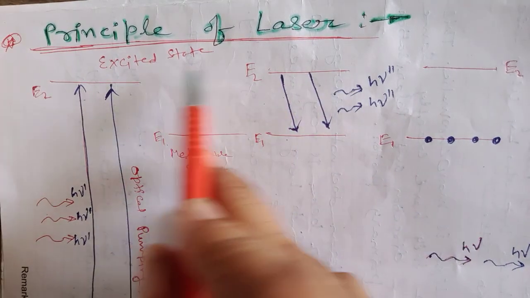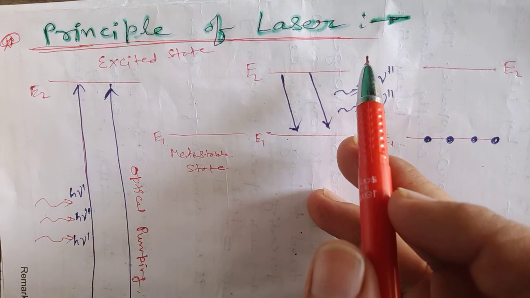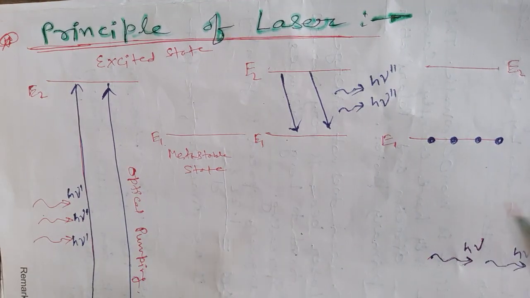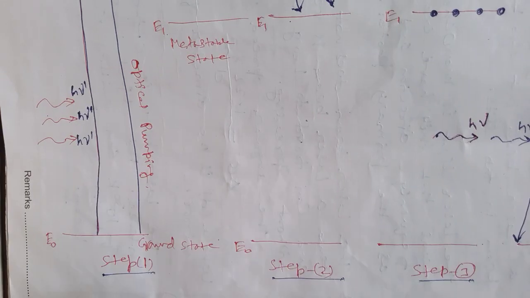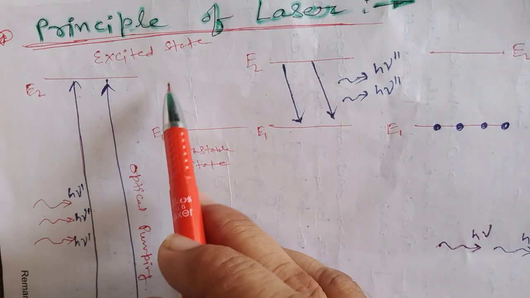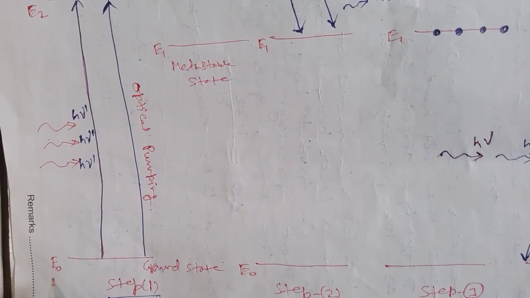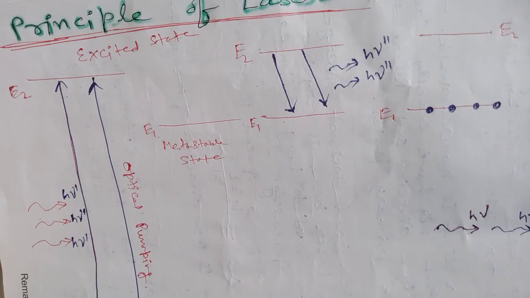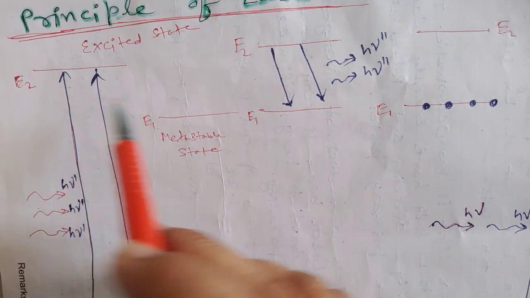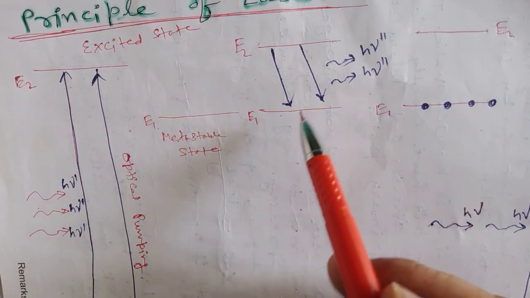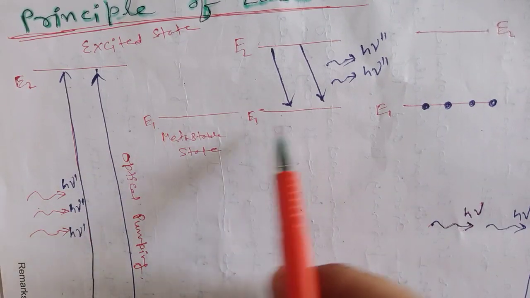So what is the principle of laser? There are two energy states. One is the ground state and the other is the excited state. The ground state is known as E0 and the excited state is known as E2. But there is an intermediate state known as the metastable state, known as E1.